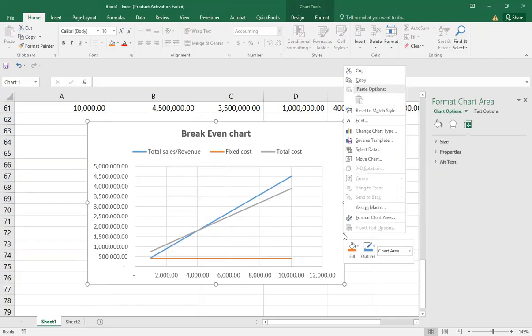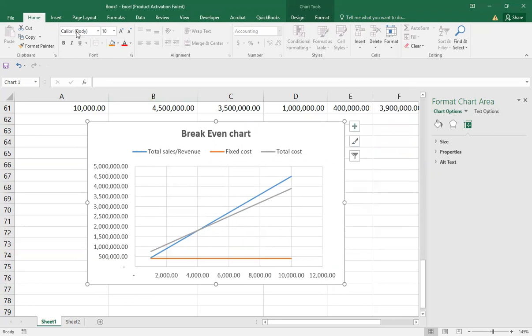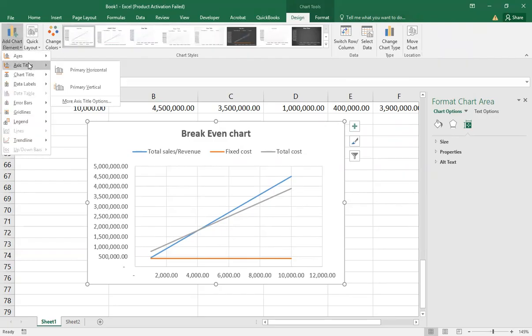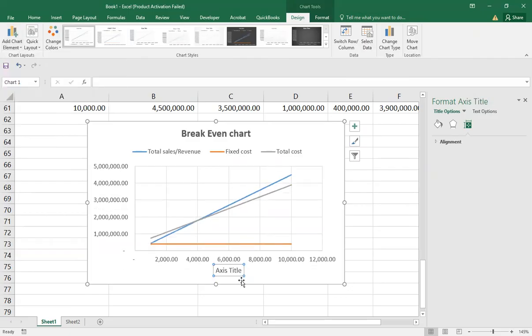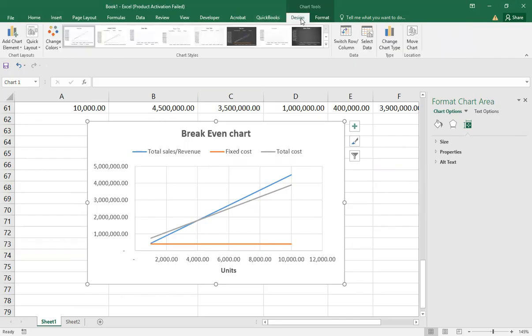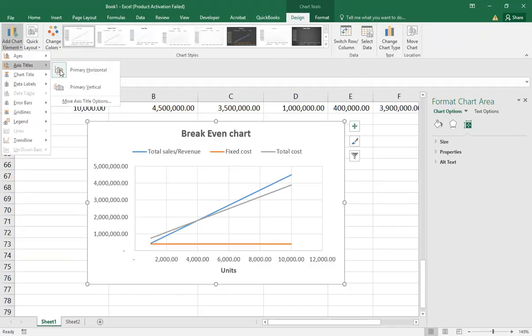Then maybe you can add our axis just below here. So just a moment, I come to my design, add element on chart, axis title. You can have axis title. This was the number of units, right? So basically, I can have our units here. These are our units. Then these are our values here. So basically, design, axis title.